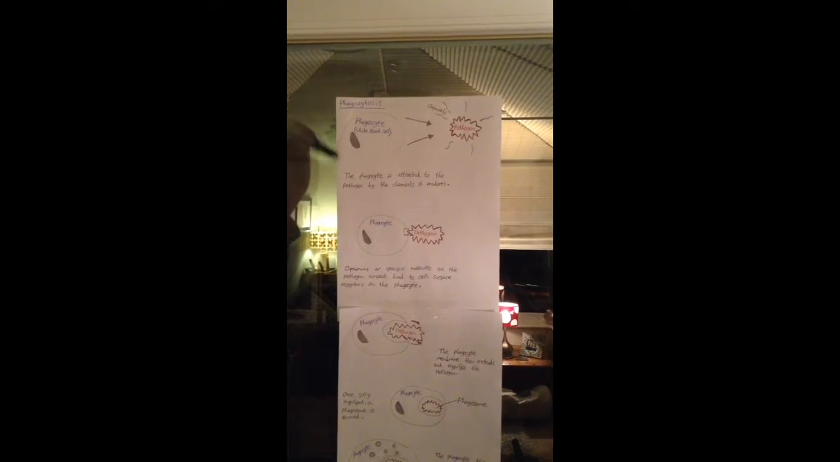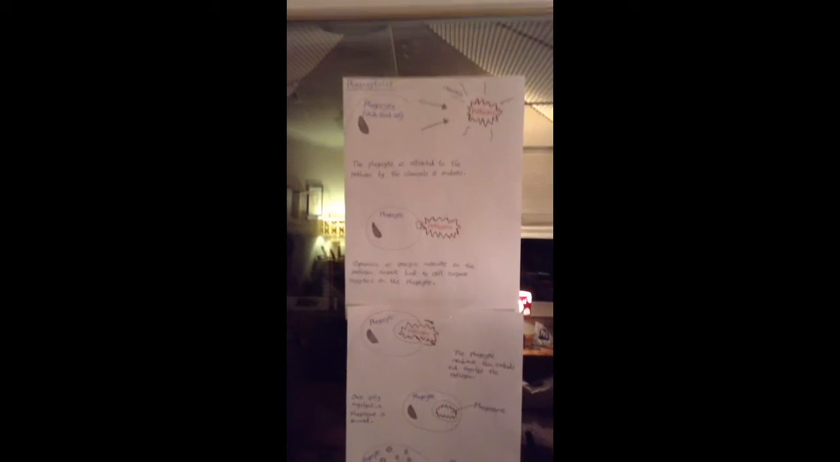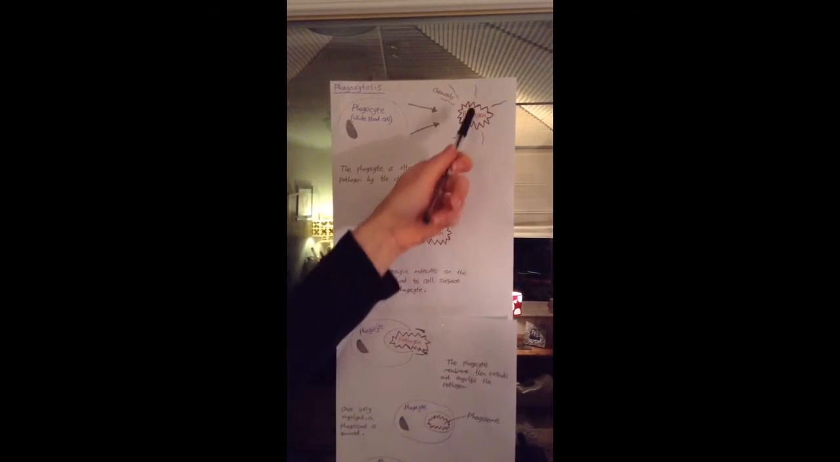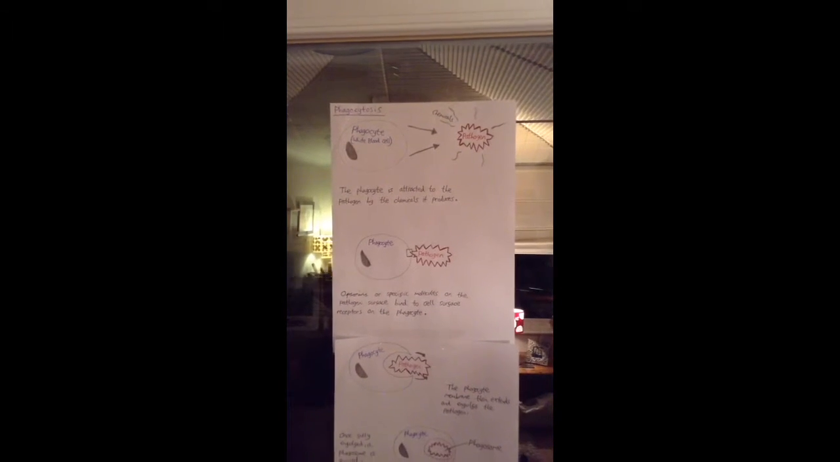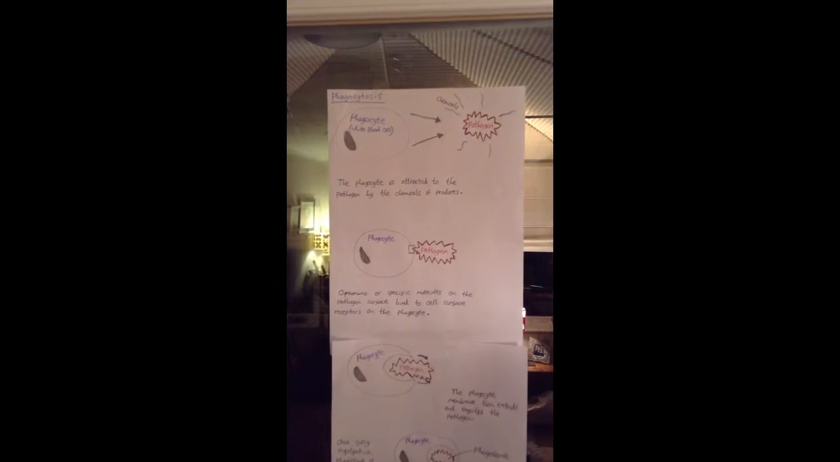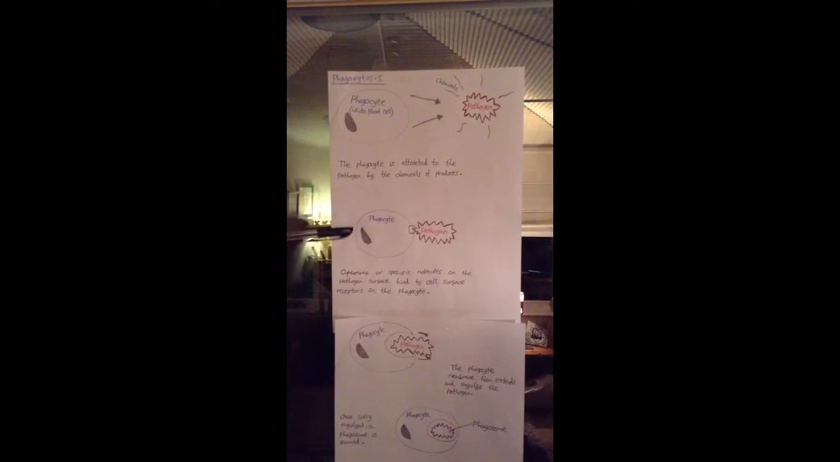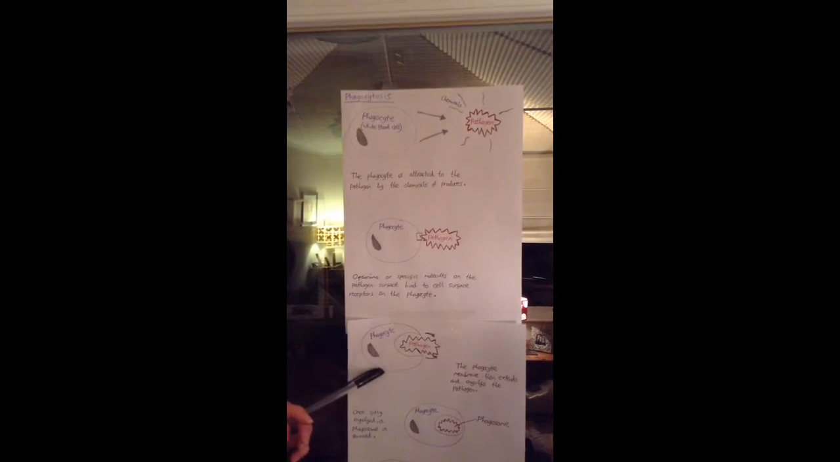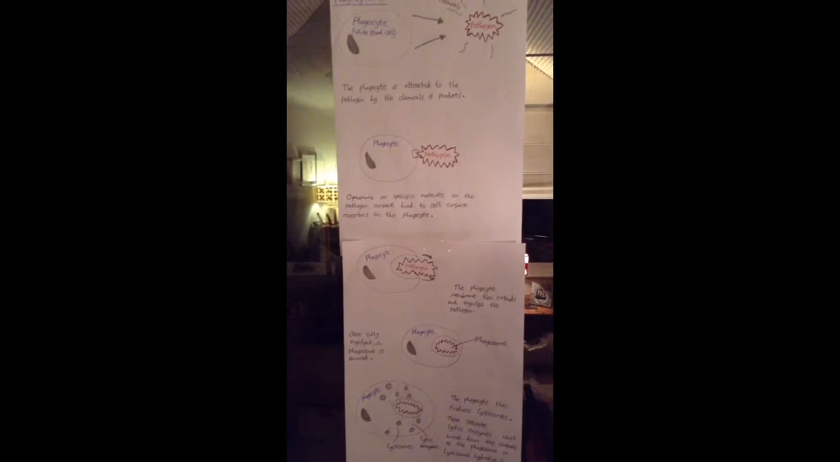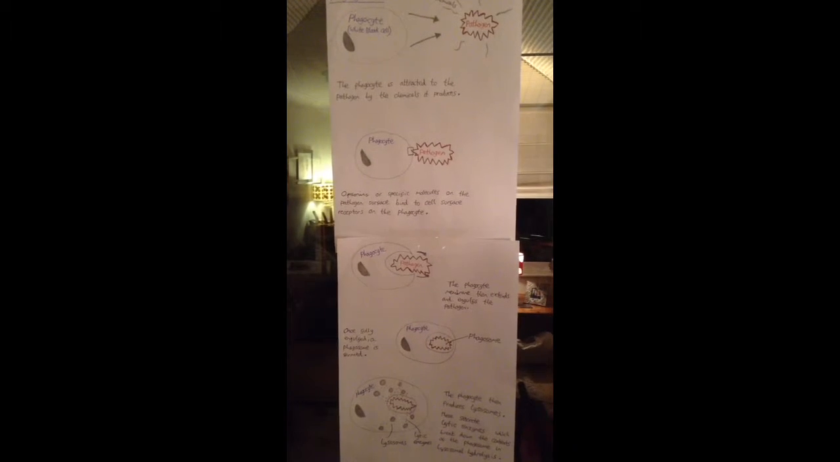Your body contains cells called phagocytes, which are white blood cells, and they are attracted by these cytokines to the pathogen. So they will move towards the pathogen. When they're near to the pathogen, opsonins, or specific molecules on the pathogen surface, will bind to the cell surface receptors on the phagocyte. After this has happened, the phagocyte will extend its membrane and engulf the pathogen. So it will actually swallow the pathogen up.